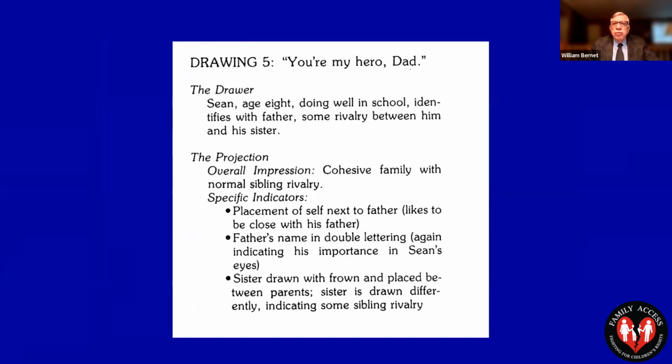So the name of this drawing was "You're My Hero, Dad." And then you can see how they look at very specific things. In the picture, the child is placed next to his father, and his father's name is in double lettering, indicating that the dad is important to the boy, whose name is Sean. The sister is drawn with a frown, and maybe that's a little bit of sibling rivalry.